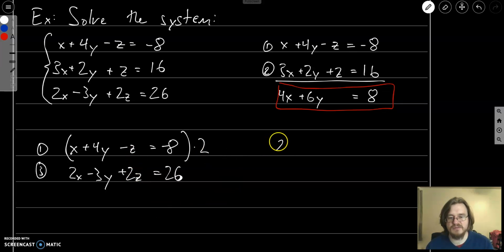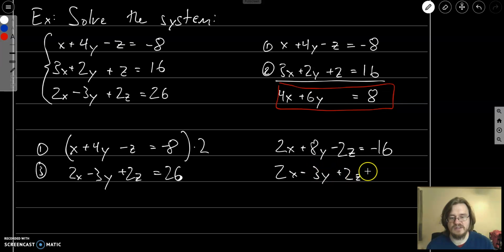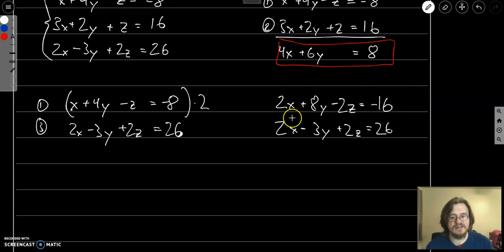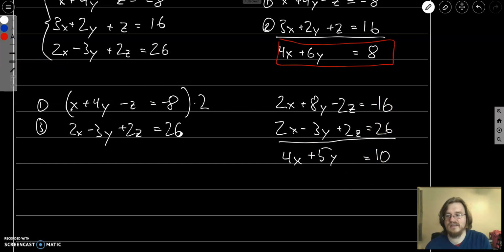So the top equation becomes 2x plus 8y minus 2z is equal to negative 16. We will have 2x minus 3y plus 2z is equal to 26 on the bottom. And when I add these guys together, I get 4x plus 5y. Negative 2z and 2z cancel, so there's nothing left. And negative 16 and 26 will add up to 10.